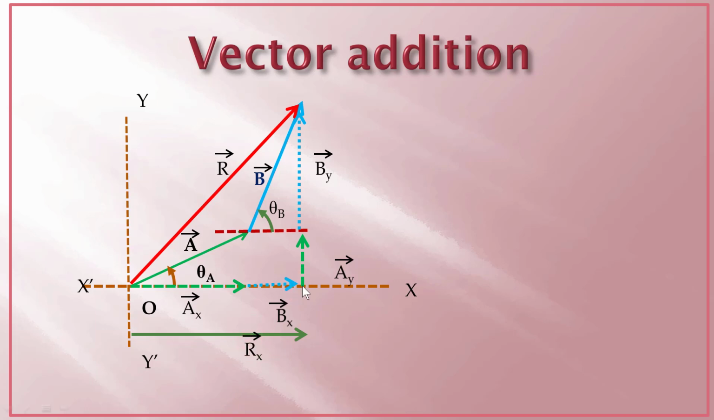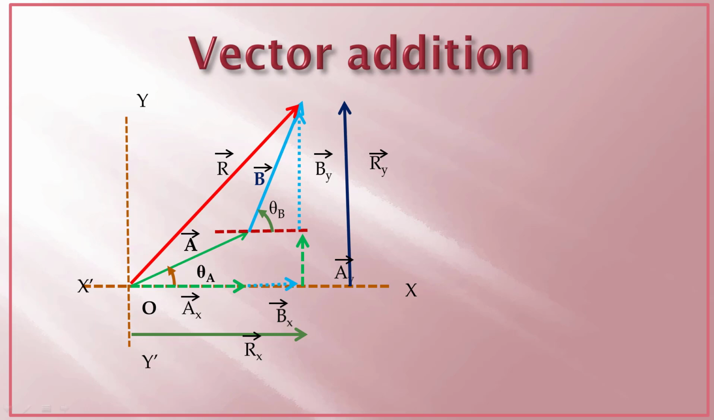In a similar way, when we draw the vertical component of the resultant, you can see that this vertical component of the resultant can be obtained by adding the vertical component of vector a and the vertical component of vector b. So in simple words, we can say that when we add all the horizontal components of the given vectors, we will get the horizontal component of the resultant, and when we add all the vertical components of the given vectors, we will get the vertical component of the resultant.